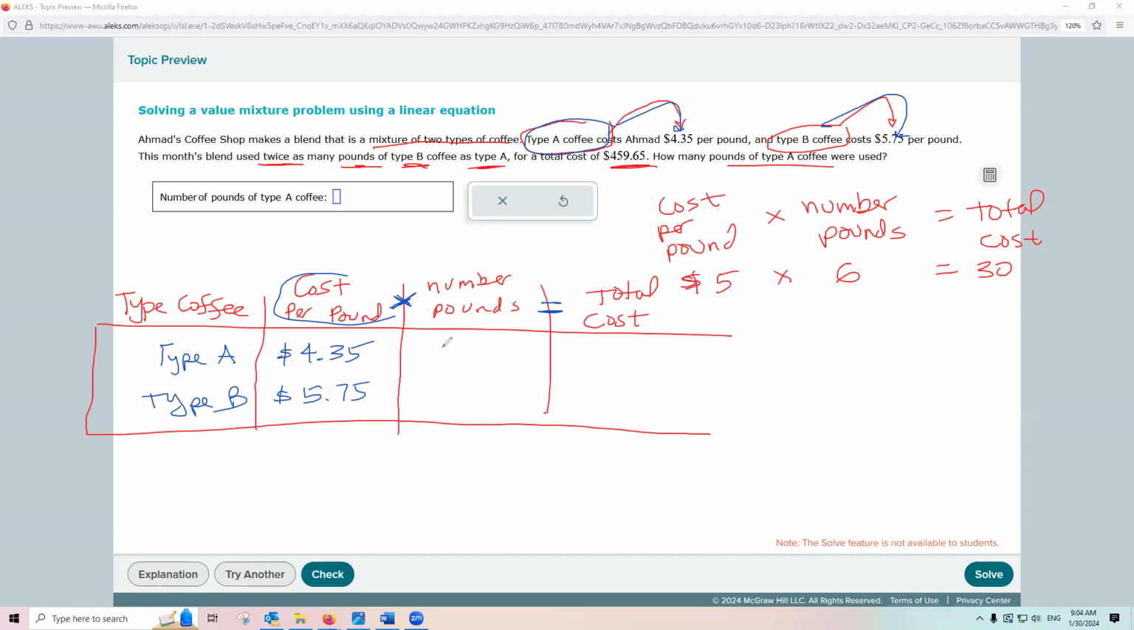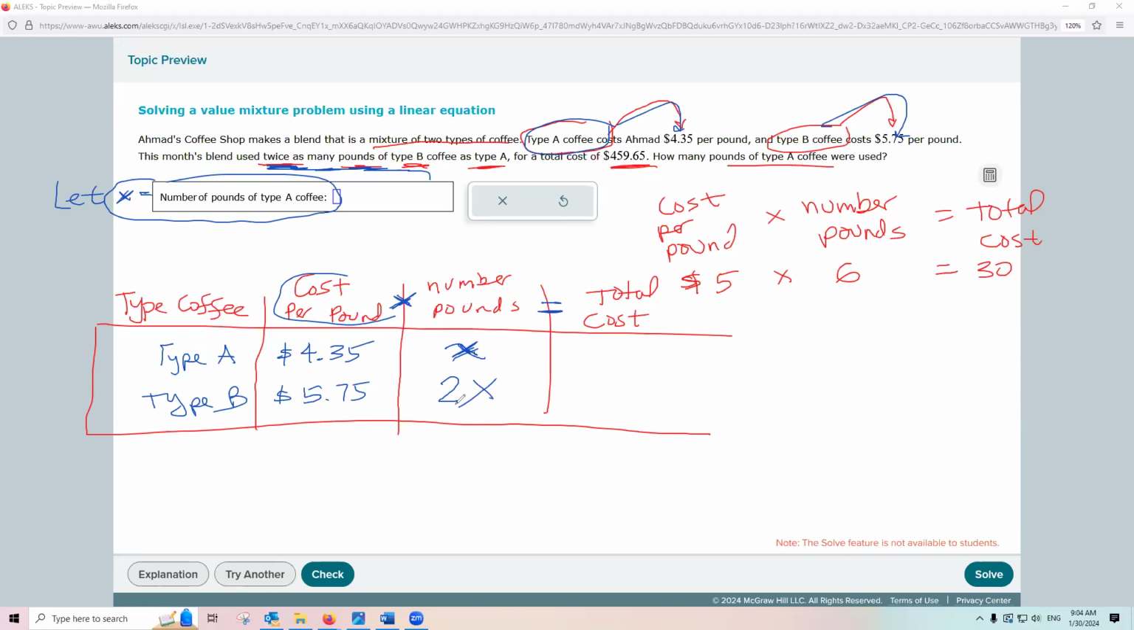All right, what about the number of pounds for type A coffee? Well, of course, that's the unknown quantity. So I'm going to label that as x. So I'm going to let x equal the number of pounds of type A coffee. So I'm going to put an x right here. How about the number of pounds of type B coffee? Well, again, we don't know that, but here's what it said. There was twice as many pounds of type B coffee as type A. Well, that means I'm going to put 2x here because twice means multiply by 2.